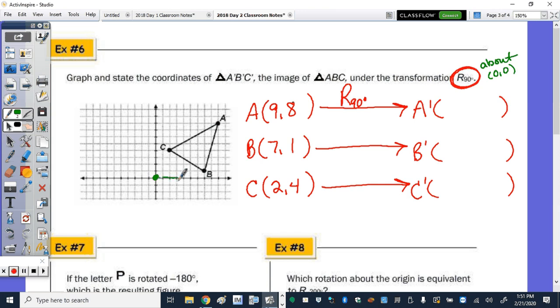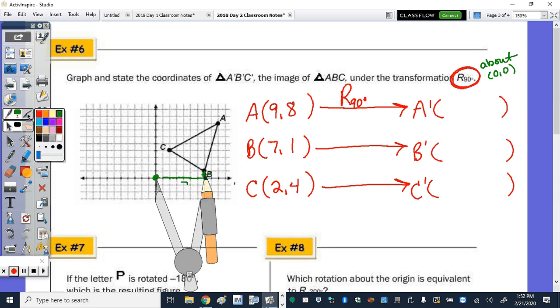So B, again we're using the same numbers, was right 7, up 1. We're now reflecting it here, or use your compass. I said before, I like using the compass, so let's use it. Let me show you how to use it. So let's put the point on the origin, the pencil tip on B, and let's grab a different color.